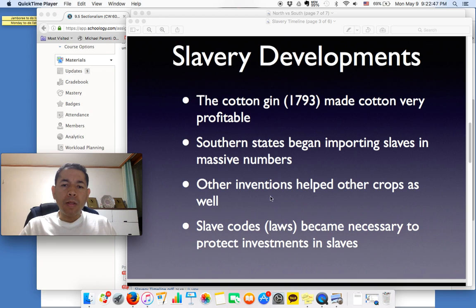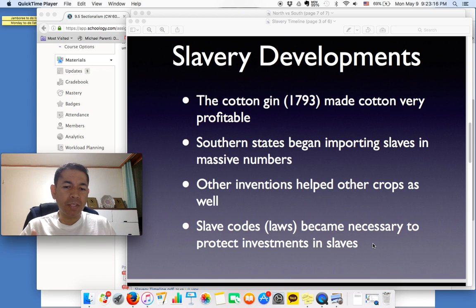Okay, so now slave codes, you're going to read a little bit about this, or some of you will, but you're all going to learn about the slave codes a little bit more in depth. And so just think of slave codes as laws that protected slave owners in case their slaves were rescued, I guess, or ran away. Slaves were property, so they were entitled to protection.